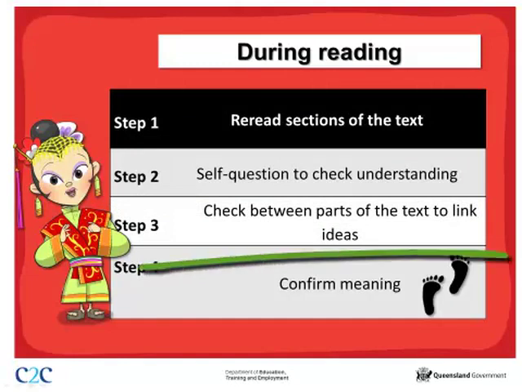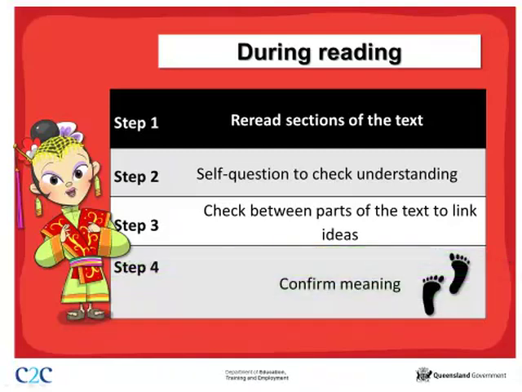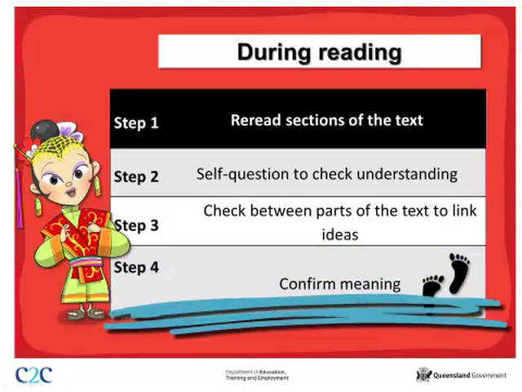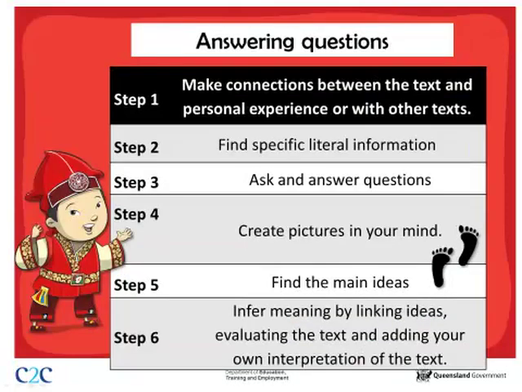Step 3. Check between parts of the text. This is to make sure that you understand what is happening. Read over previous parts of the text to link with the new part of the text. Step 4. Confirm meaning. Make sure you understand what you have read. This is what reading is all about. When you have read the text, you often have to answer questions. This is where you'll need to do these steps.